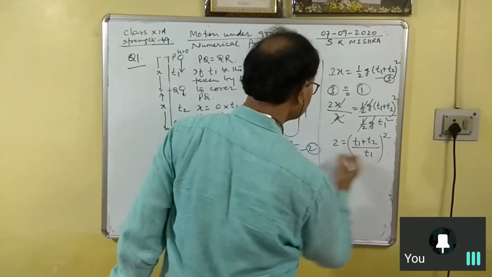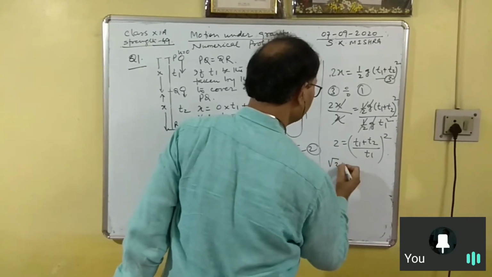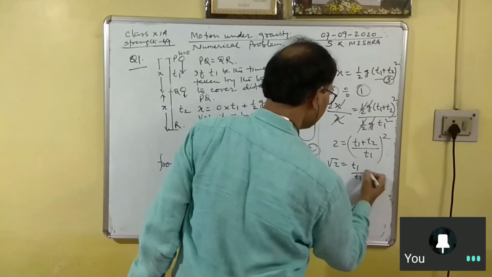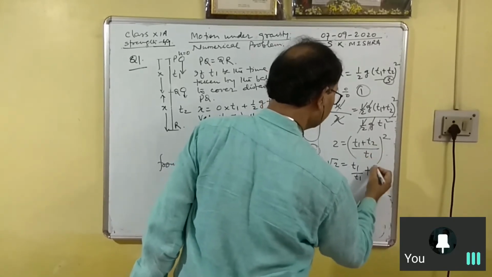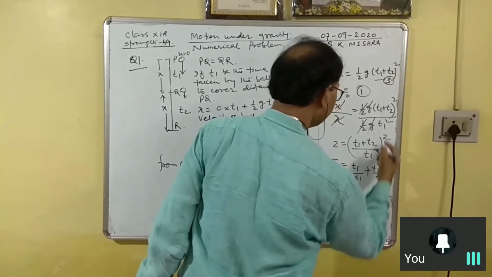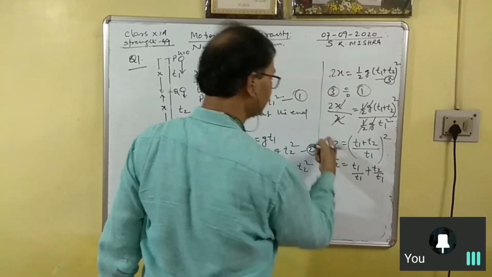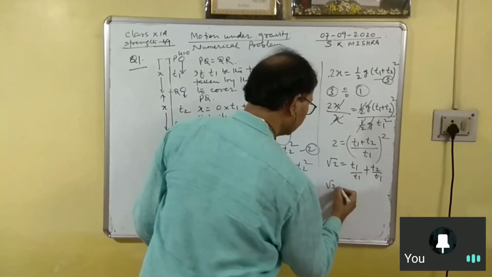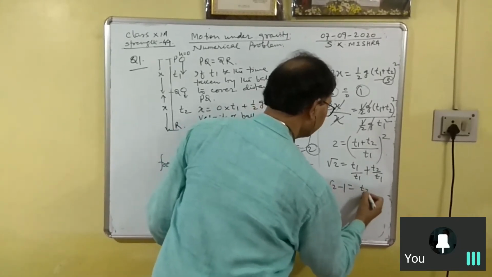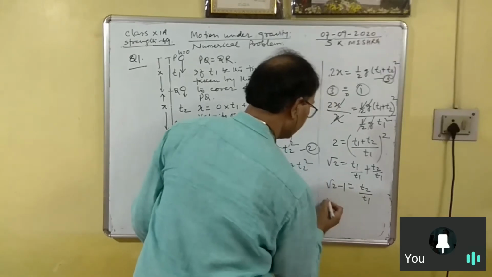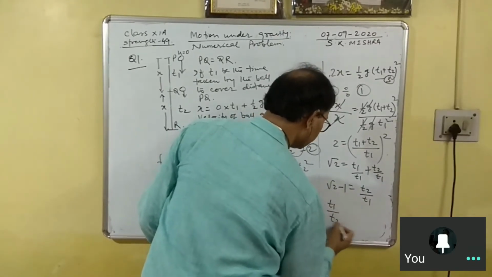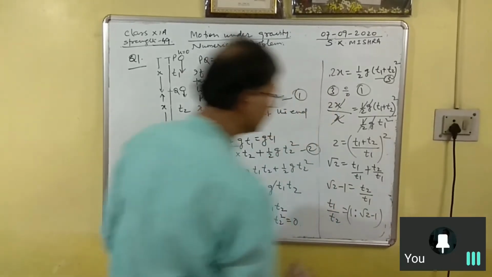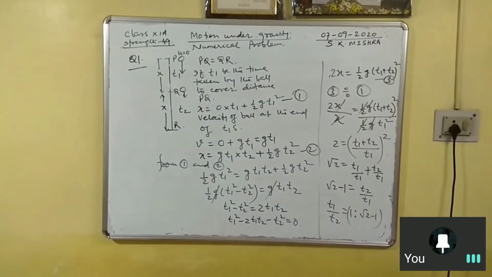Okay, now take the square root. The square root is root 2. This is T1 by T1 plus T2 by T1. The square root you have already taken, that's why it is root 2. Now this is 1. So root 2 minus 1 is nothing but T2 by T1. If you want to take T1 by T2, then it will be 1 is to root 2 minus 1. So you need not to take.